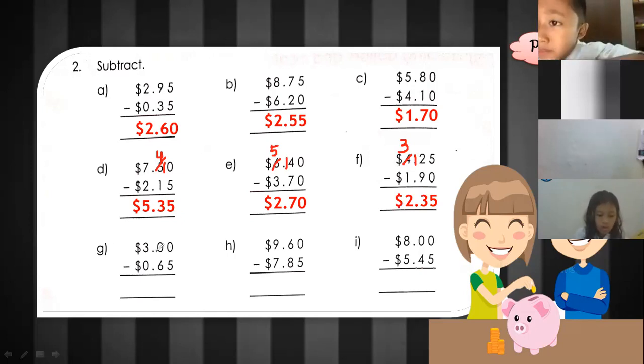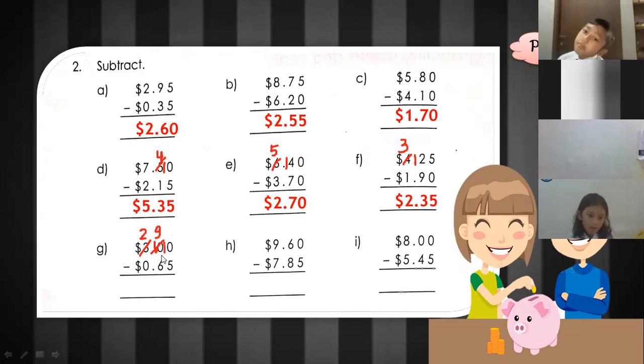Now, girls. 0 minus 5 equals to? Cannot, yeah? Because 0 cannot, so borrow from the front also. 3 becomes 2. 0 on the back becomes 10. 10 minus 5 is 5. 9 minus 6 is 3. 2 minus 0 is 2. So, $2.35.